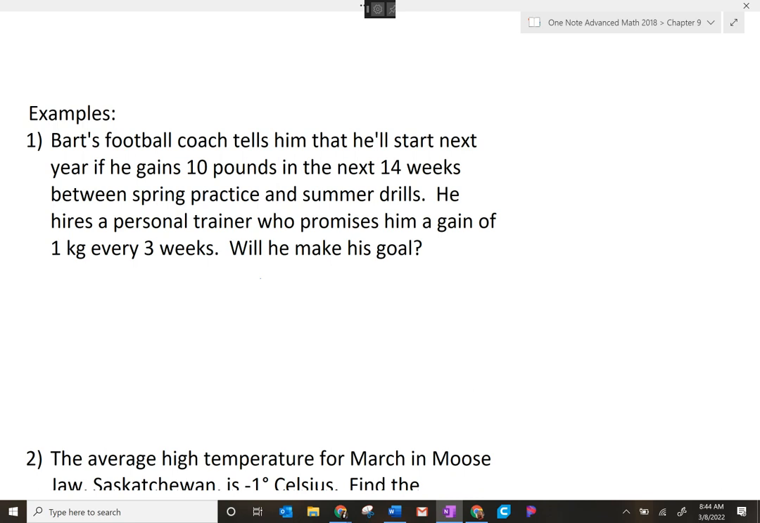Here's where we got to figure this stuff out. Coach is saying he needs to get 10 pounds. And then the personal trainer is saying he's going to start gaining kilograms. So let's figure out first, how many kilograms?